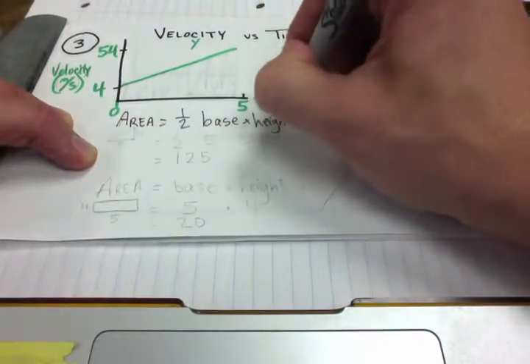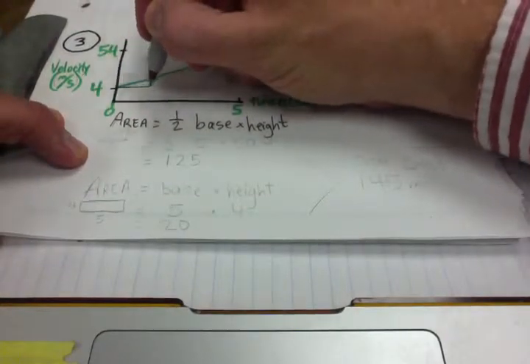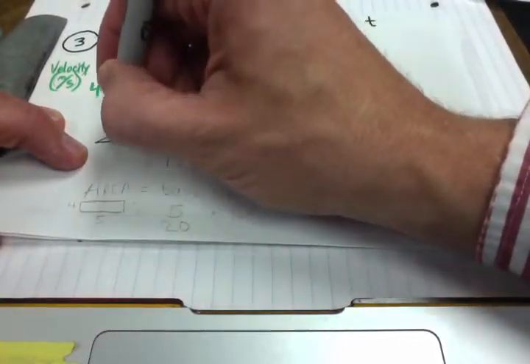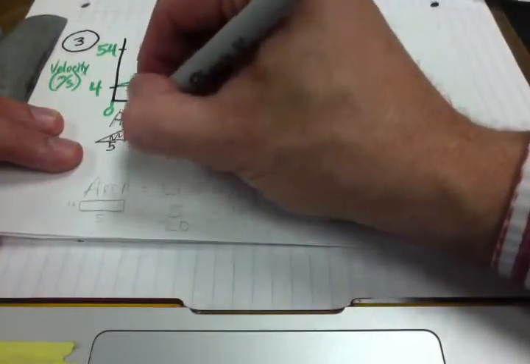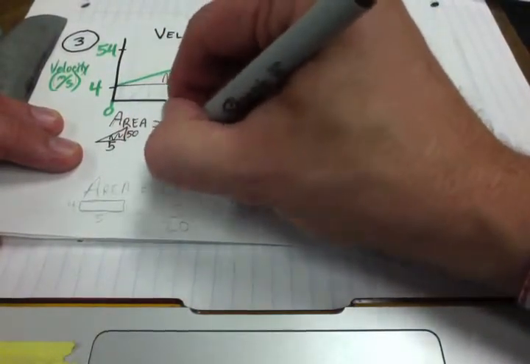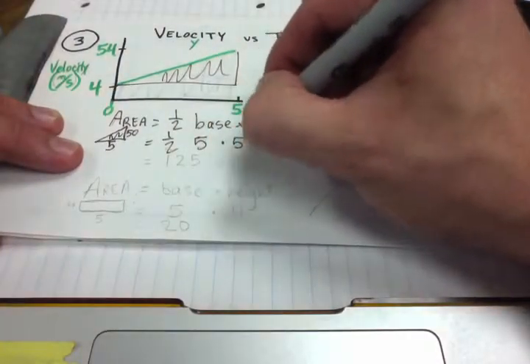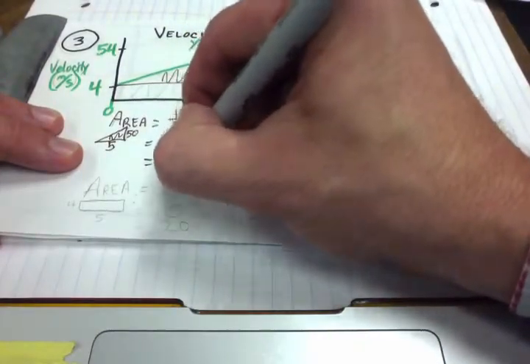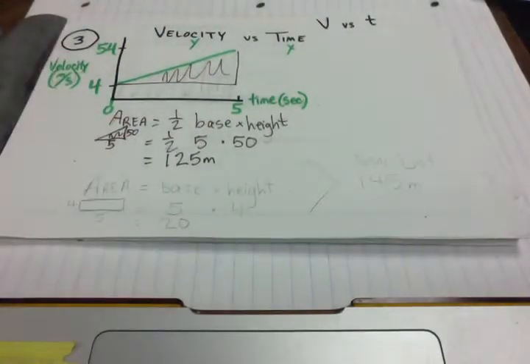So the way I'm going to find area is I'm actually going to break up this first piece. I'm going to break it up like that, and I am going to look at this triangle here. So this triangle right here goes across 5 and it goes up 50. So that area is 1/2 times my base of 5, it goes up 50. So that's how far that little piece represents.